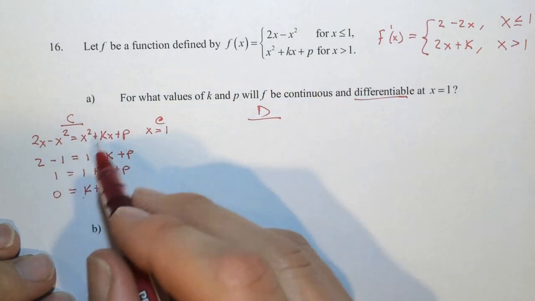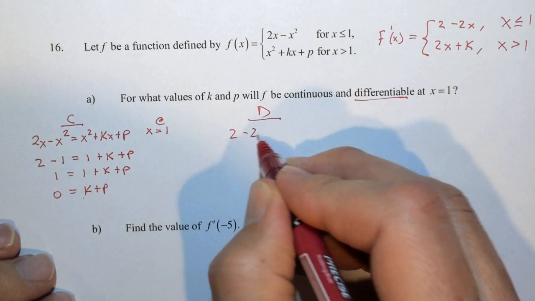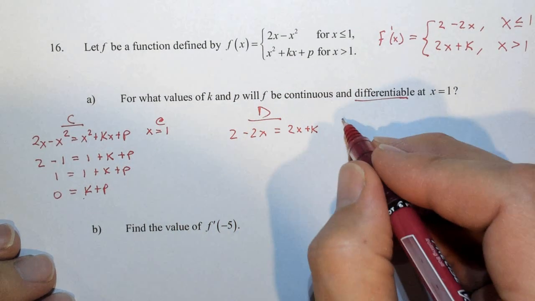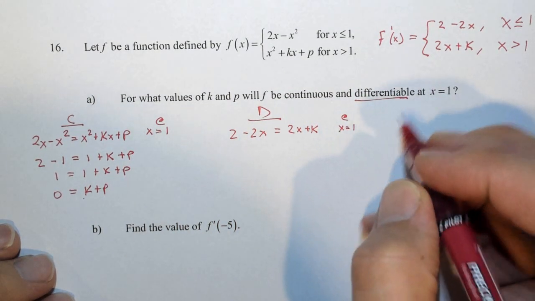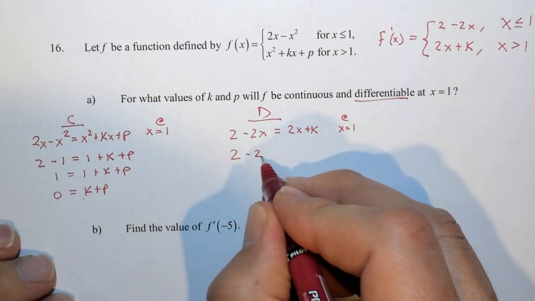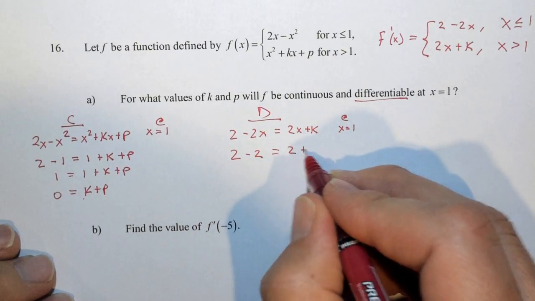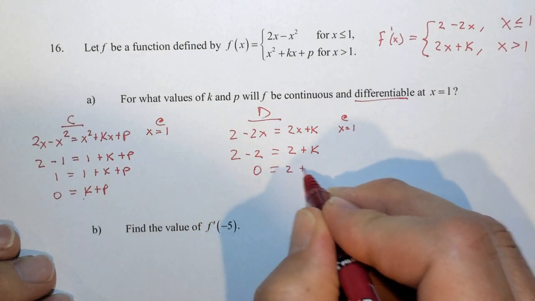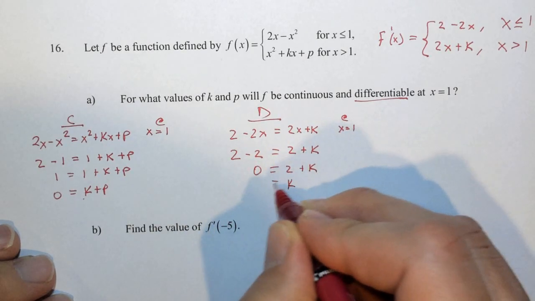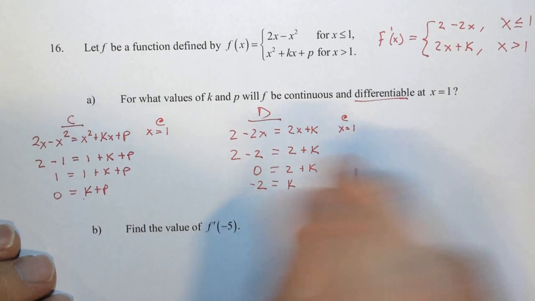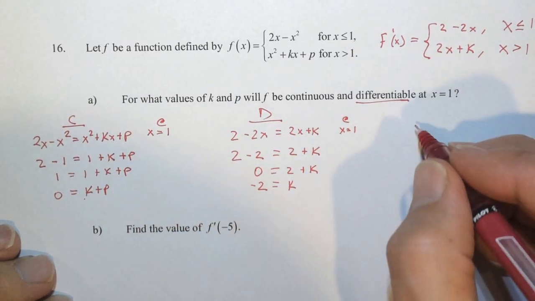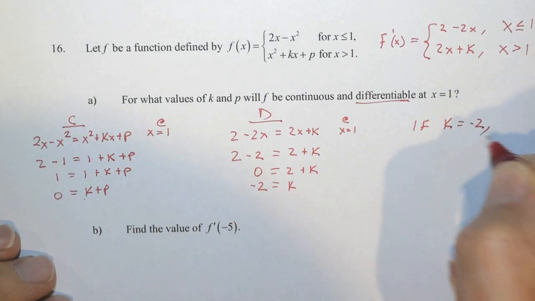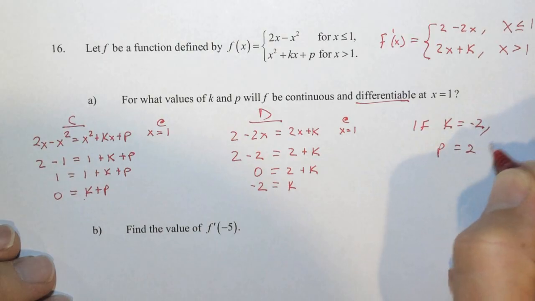Now we just do the same thing that we did over here. 2 minus 2x equals 2x plus k. We're interested at x equals 1 again. So we plug in 1, 2 minus 2 equals 2 plus k. 0 is equal to 2 plus k. K is equal to negative 2. K plus p is equal to 0. So if k equals negative 2, p equals 2.